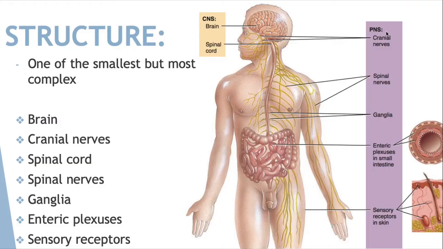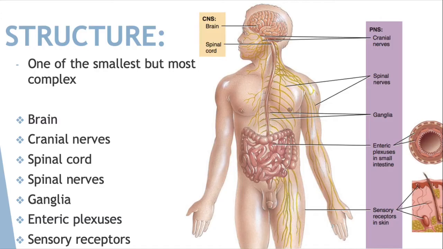Under the PNS or the peripheral nervous system, we have the cranial nerves, the spinal nerves, the ganglia, the enteric plexuses, and we have the sensory receptors and skin. So all of these are under the PNS, and these two are under the CNS. Okay? So for today, our lecture is divided into two. The first part is the central nervous system, and the second part is the peripheral nervous system. But we are going to discuss a little bit of these structures while we are at it.